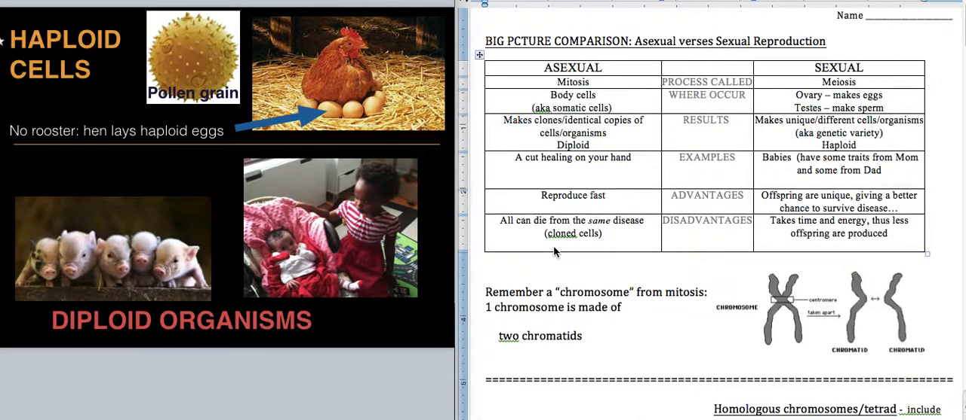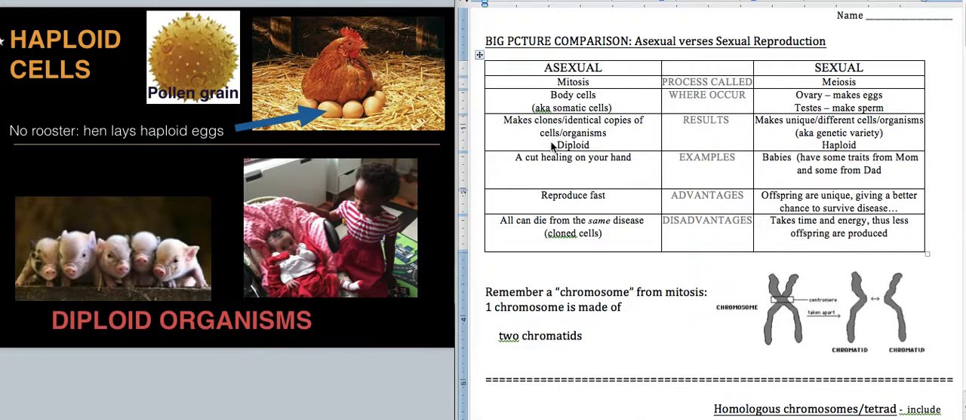That's where we've been. The process used in asexual reproduction is mitosis. Where does it occur? In all of our body cells. And remember, we said that's also called somatic cells. So that's the incidental vocabulary term for body cells the EOC likes to use. The results of mitosis, it makes clones, which means the same thing, the slash mark, as identical copies of a cell.